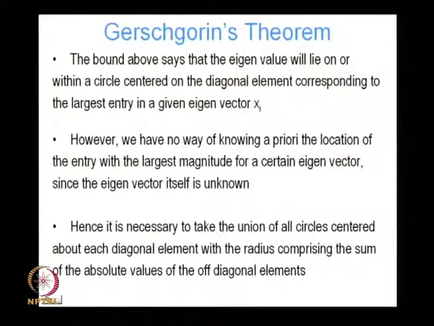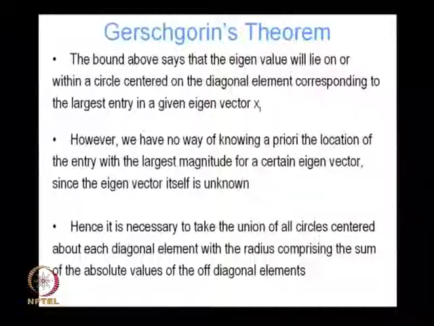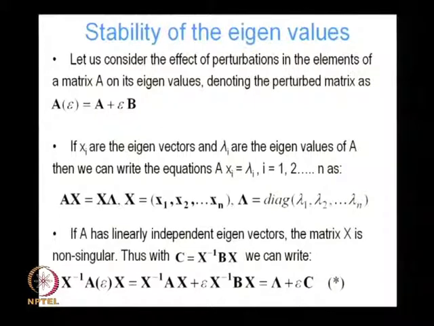So the bound above says that the eigenvalue will lie on or within a circle centered on the diagonal element corresponding to the largest entry in a given eigenvector xi. However, we have no way of knowing a priori the location of the entry with the largest magnitude for a certain eigenvector, since the eigenvector itself is unknown. Hence, it is necessary to take the union of all. So we have to take all the rows. We have to take the union of all the circles centered about each diagonal element with the radius comprising the sum of the absolute values of the off-diagonal elements. So that was Gershgorin's theorem.